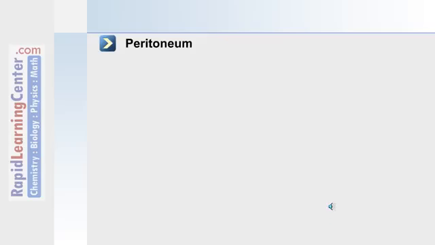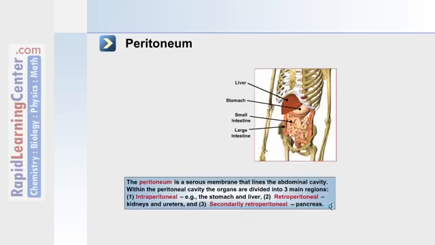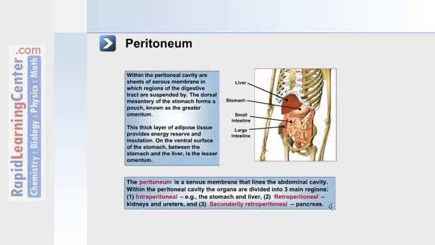The majority of the digestive system lies within the peritoneum. The peritoneum is a serous membrane that lines the abdominal cavity, and the organs within the peritoneal cavity are divided into three main regions: intraperitoneal, where, for example, the stomach and liver are; retroperitoneal, where the kidneys and ureters are; and secondarily retroperitoneal, as in the pancreas.